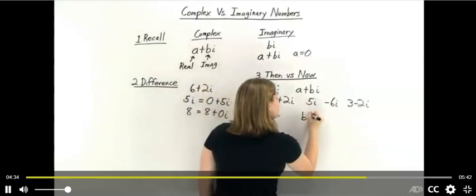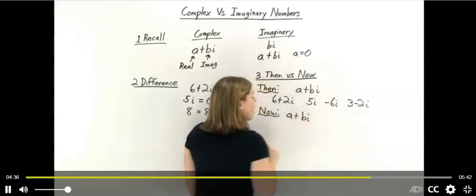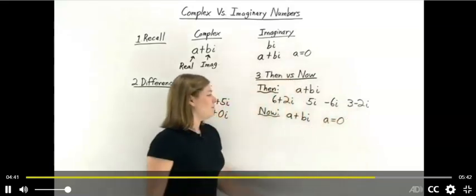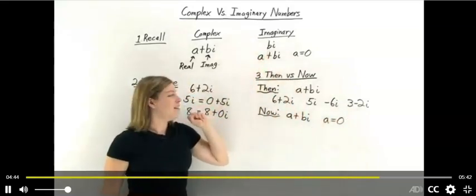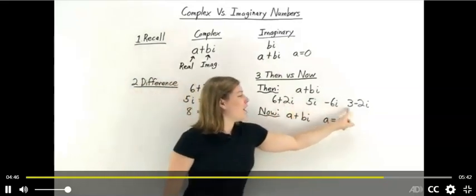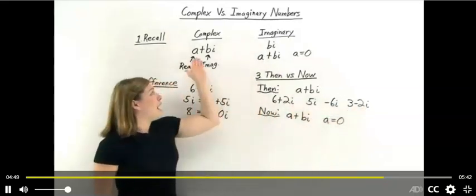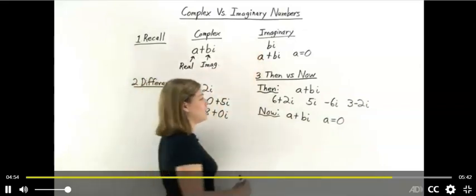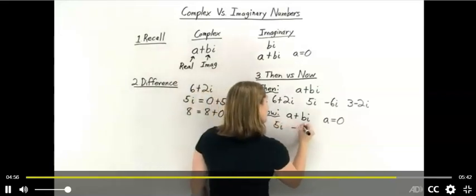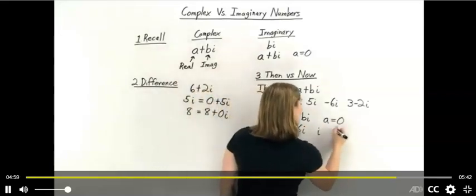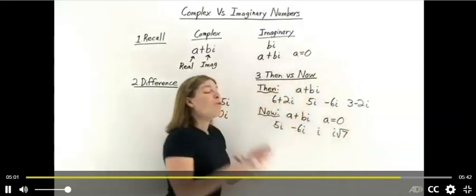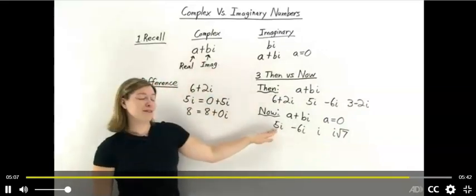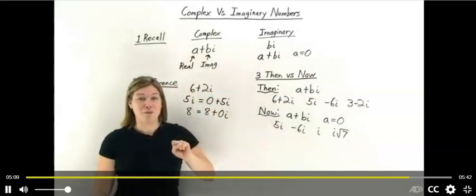And imaginary numbers, or pure imaginary numbers, still follow this same form, but that real part a is equal to 0. So they create that form just bi. So here, 6 plus 2i and 3 minus 2i would both be complex numbers. But in today's definition, they would not be imaginary or pure imaginary numbers. Numbers like 5i, negative 6i, just i, or i times the square root of 7, would all be classified as pure imaginary numbers today. They're still complex numbers, but they're just now called imaginary numbers.